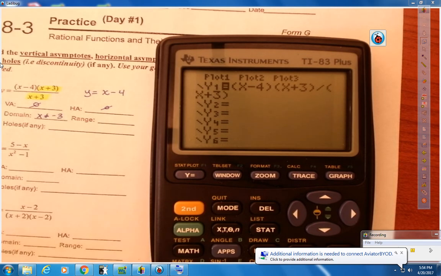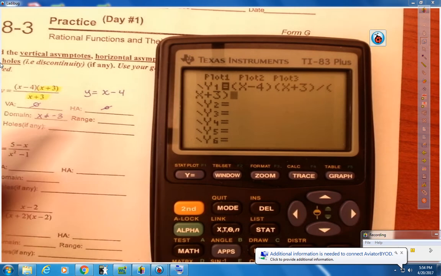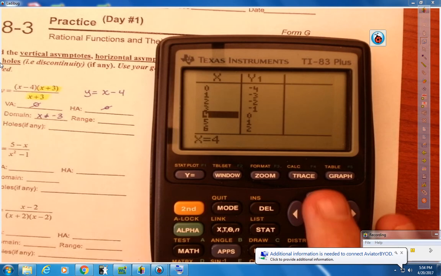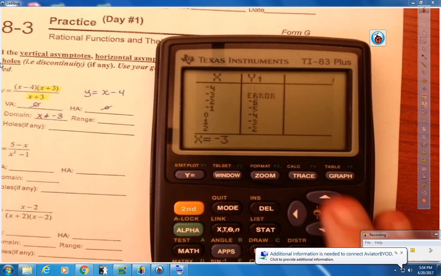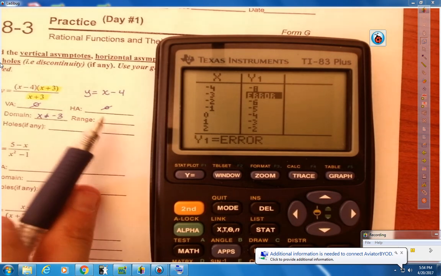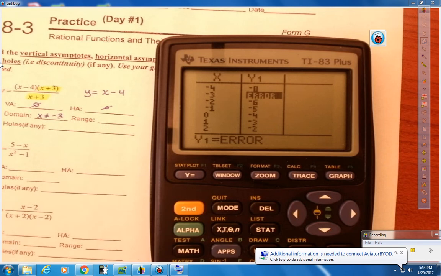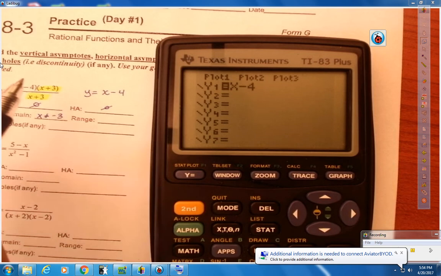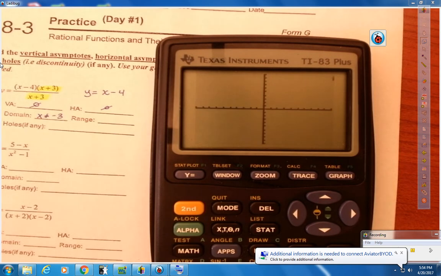Okay, if I look at the graph, it's going to look exactly like the graph of y equals x minus 4. The only thing is, if you notice here, at negative 3 it doesn't have a value for y. So there's a value that y is not allowed to equal as well. If I were to graph just y equals x minus 4, so I'm removing these two and graphing this, that line looks identical.